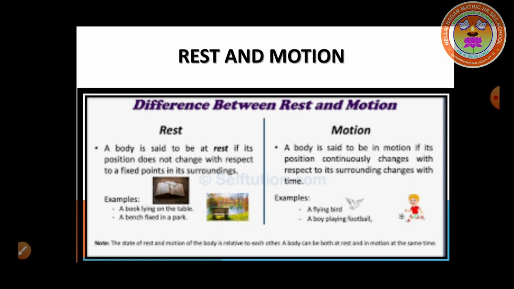For example, trees on the roadside would appear to move backward for a person traveling in a car, while the same tree would appear to be at rest for a person standing on the roadside. While we are in motion, we can feel that the trees also move in the backward direction.